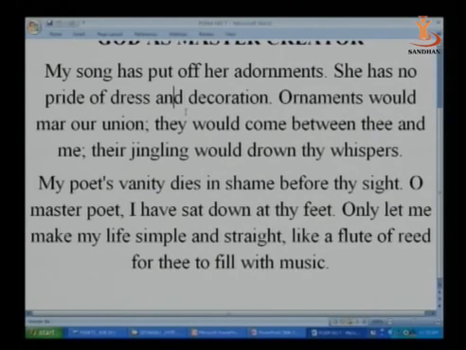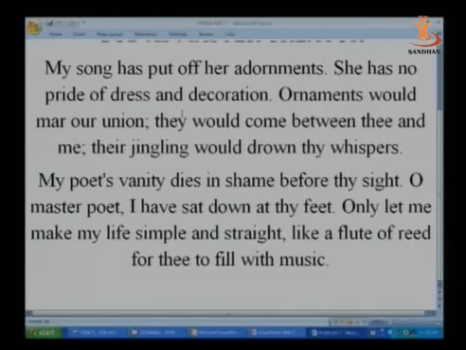O master poet, I have sat down at thy feet. Only let me make my life simple and straight, like a flute of reed for thee to fill with music.